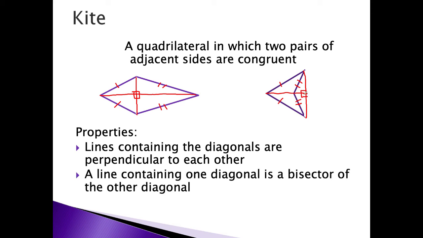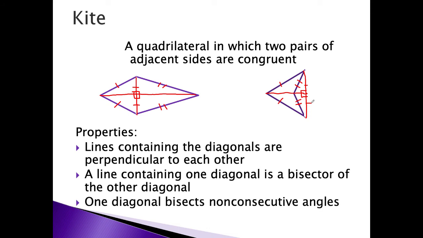Next thing is that the diagonals bisect. So this bisects and this bisects. The long diagonal in the convex kite is not bisected, just the short diagonal. In the concave kite, the diagonal that's outside is bisected, not the one that goes through the inside. Okay, so only one diagonal is bisected, not the other.